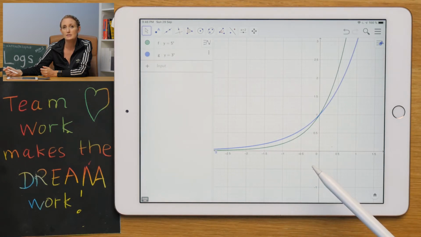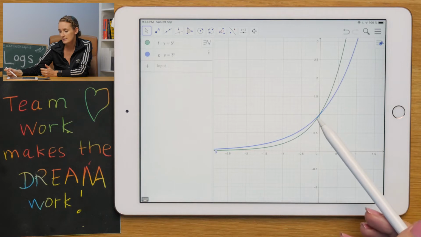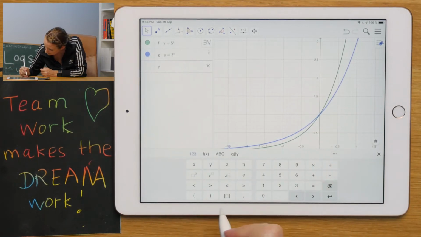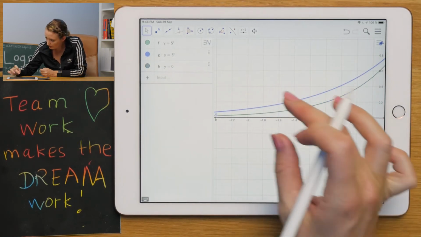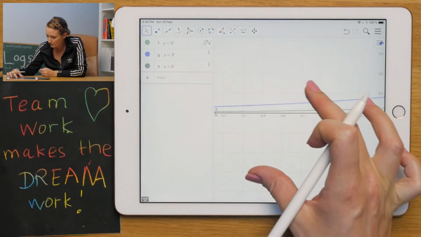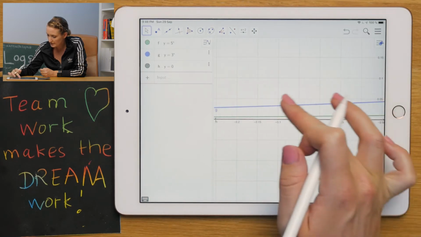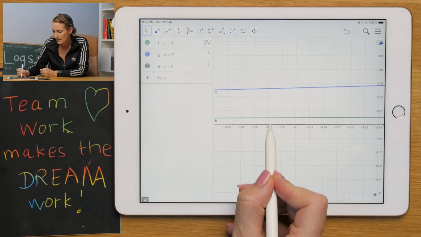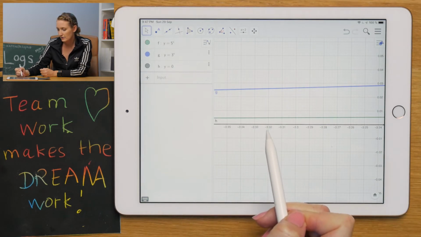Both of them, though, share the same shape, and they share the same intercept, and we could plot in here the asymptote. So both of them look like they're going to hit the x-axis, but if you zoom in enough, you can see that even when you get really big numbers, there's always a tiny little bit of space between the graphs and the x-axis.